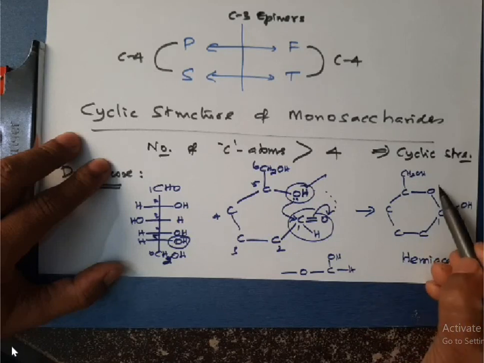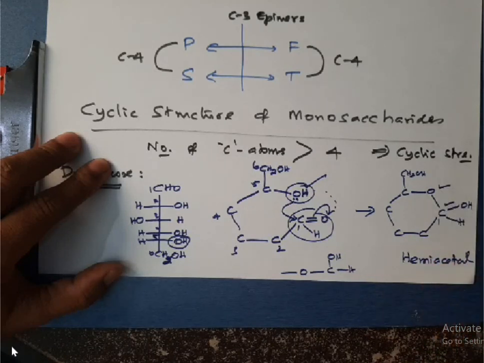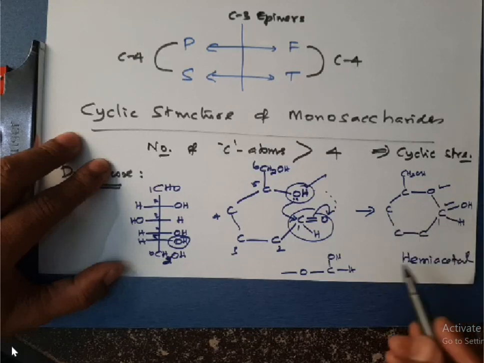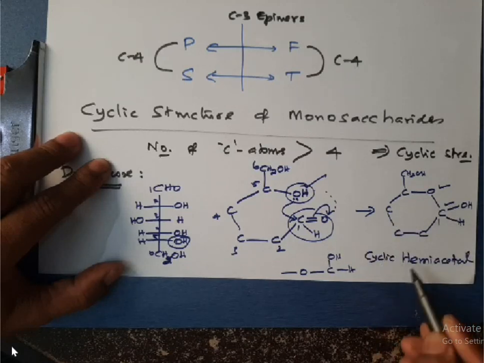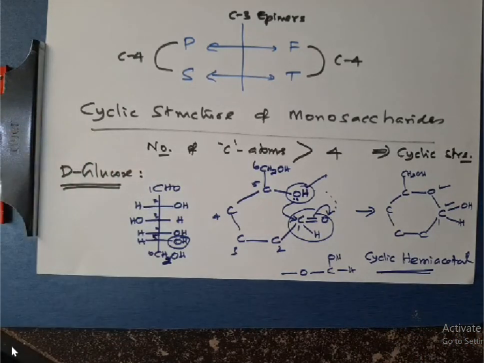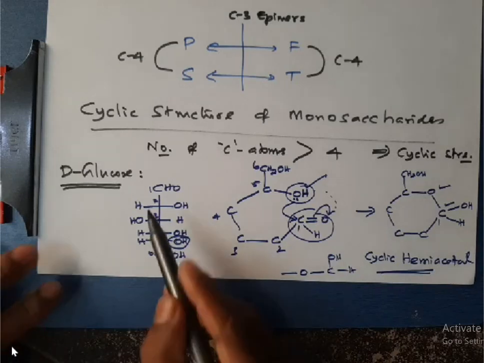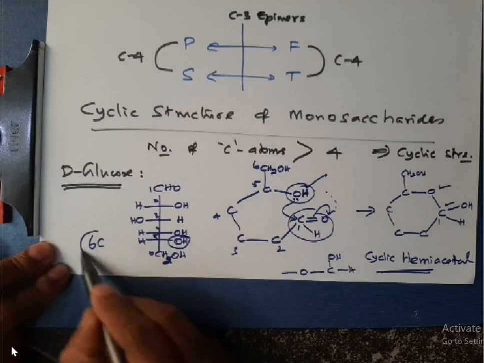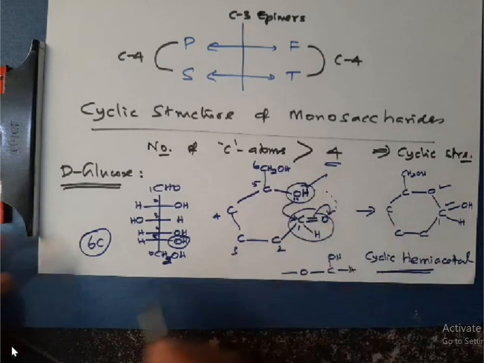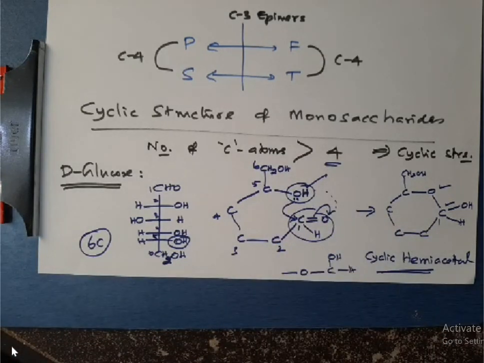Here we have oxygen. The next carbon has an OH group. This is called hemiacetal. And since we have a cyclic structure, it is called cyclic hemiacetal. Is this clear, students? Why is this cyclic structure formed? Because this molecule consists of 6 carbon atoms. I have told you, if you have more than 4 carbons, then the molecule can form cyclic structures.